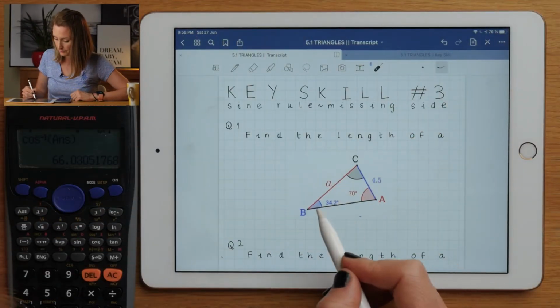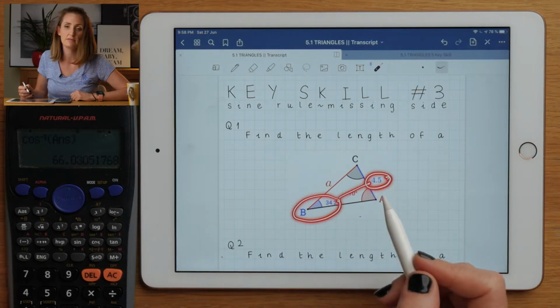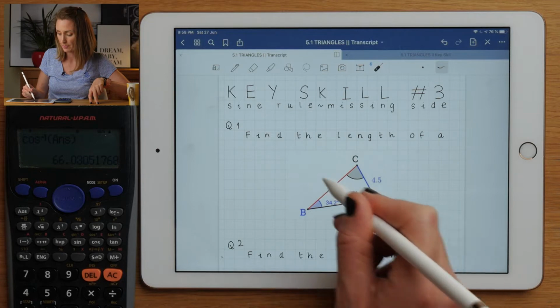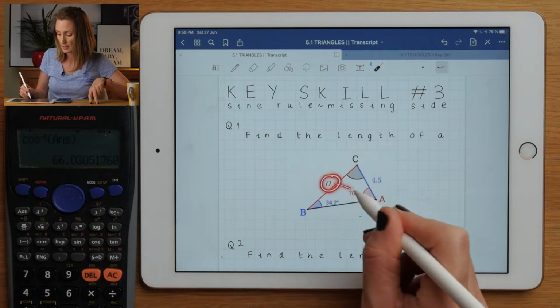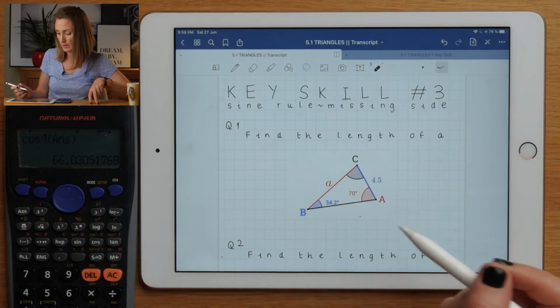So, for example, I've got the angle B and its side B. So that's my completed pair. I've got both pieces of information. And you've got half of the pair that you want. So I want side A, so I need to have its partner, angle A. So that's when we're going to use the sine rule.